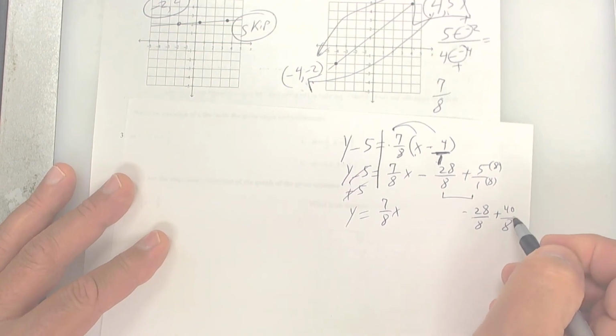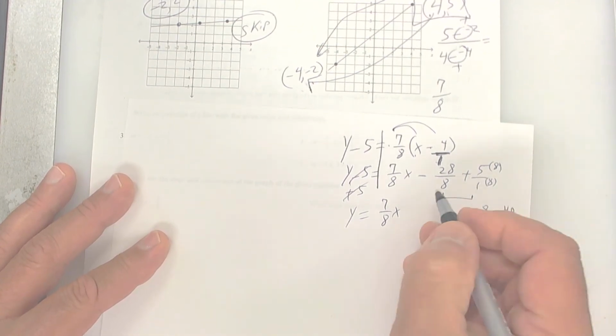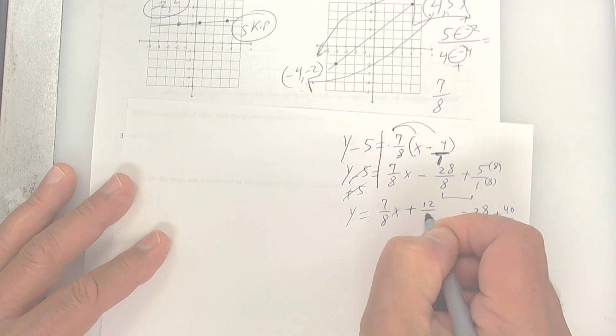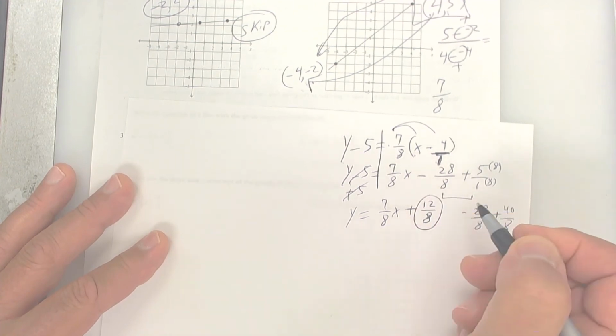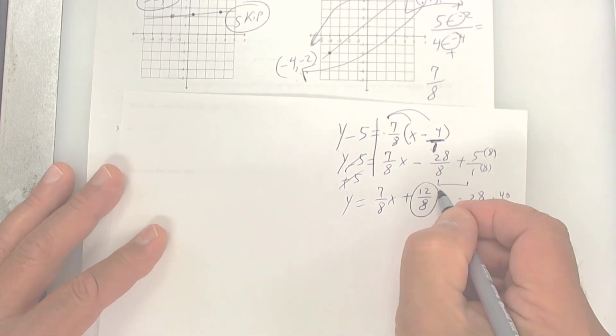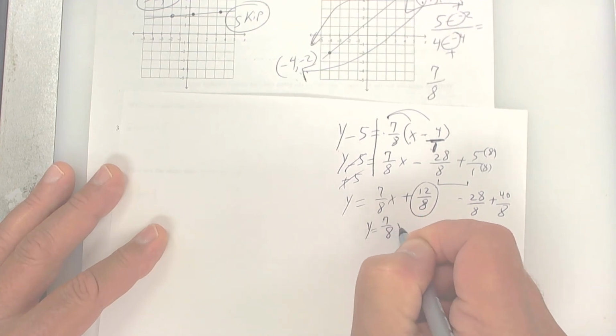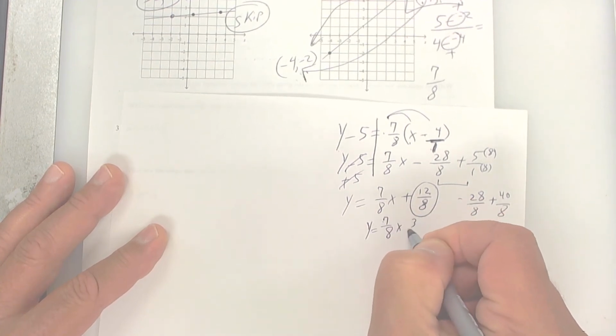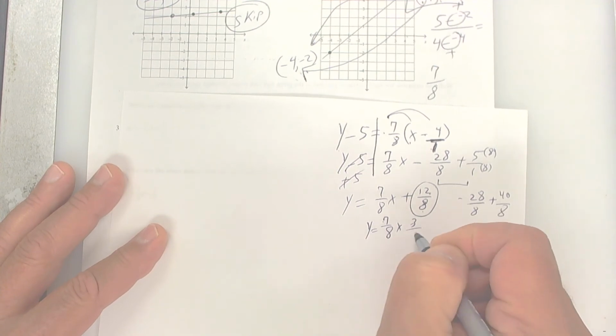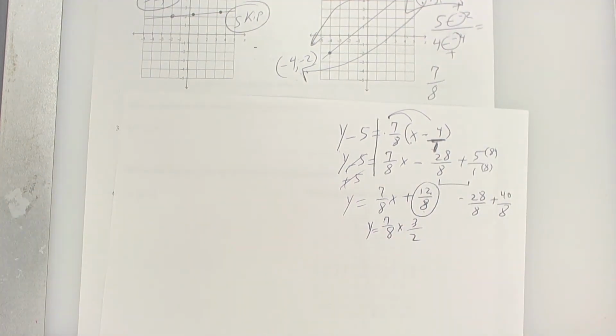And when you add that up, I think you get positive 12 over 8. So plus 12 over 8. And then you got to reduce this, and then you're done. You divide by 4. 4 goes into 12, 3. 4 goes into 8, 2. And there it is. And make sure you understand how to do that.